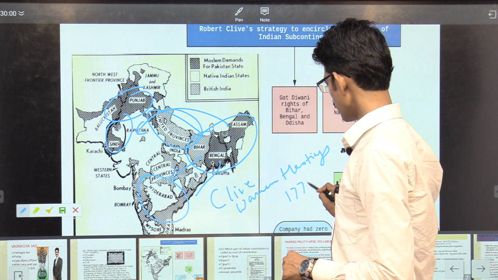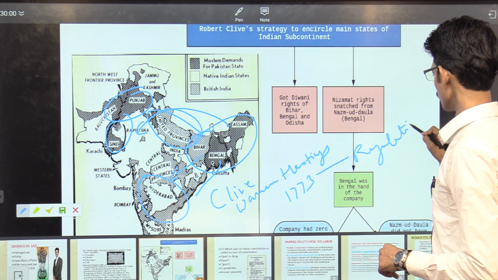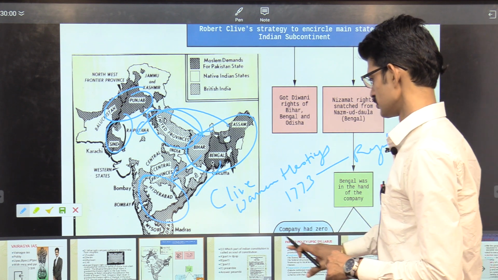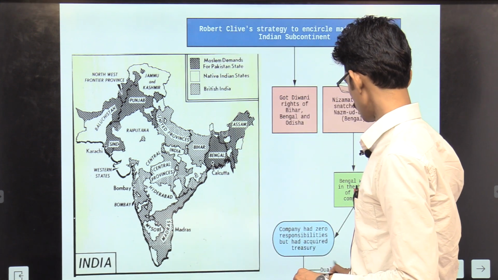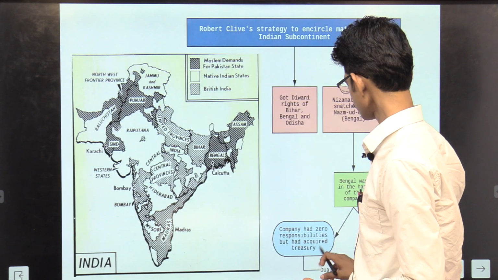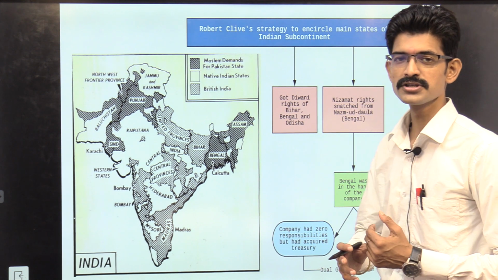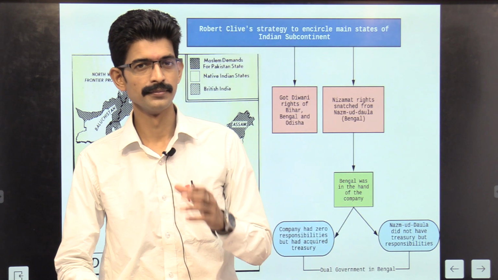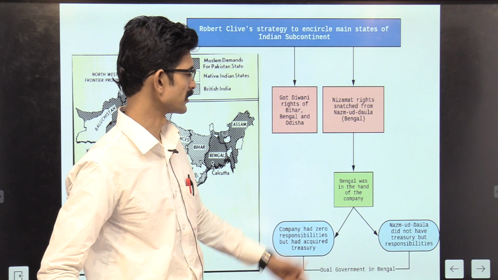Then comes Warren Hastings, who composed the 1773 Regulating Act, and under the Regulating Act there was control over all parts of India. So we see that the dual government of Bengal was established, and the Nizam-ud-Daulah did not have the treasury but had the responsibility. So the Nizam-ud-Daulah surrendered to the British crown, and the British started ruling across all parts of the country.